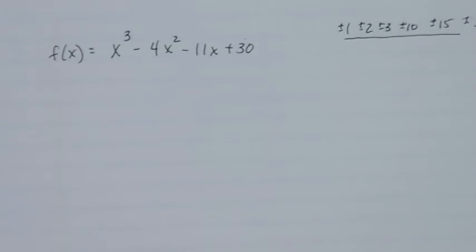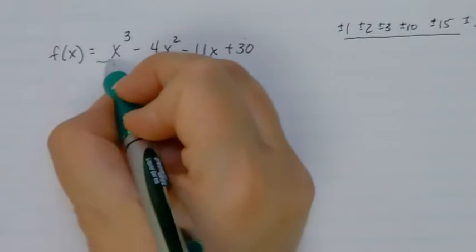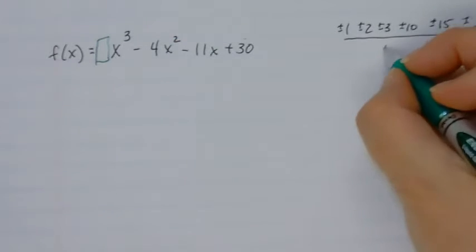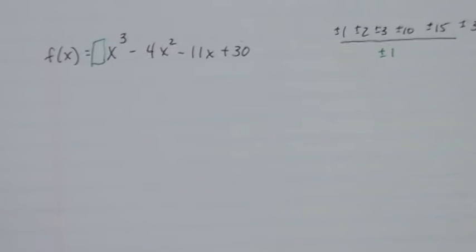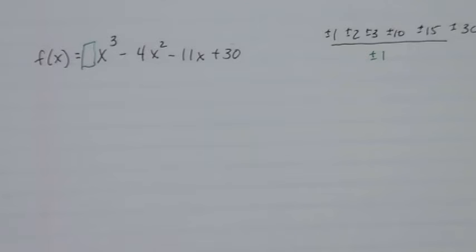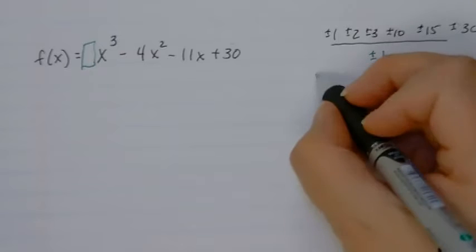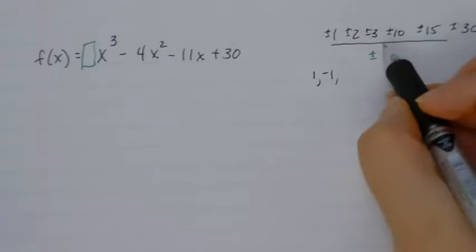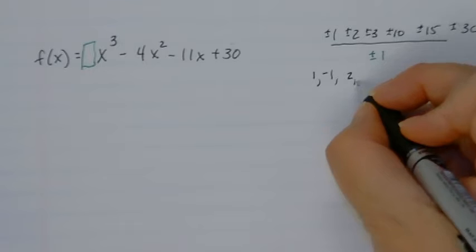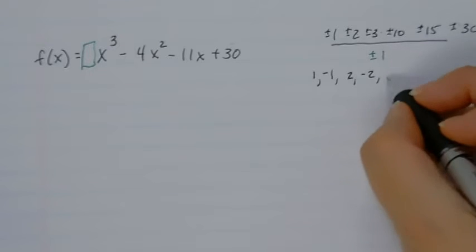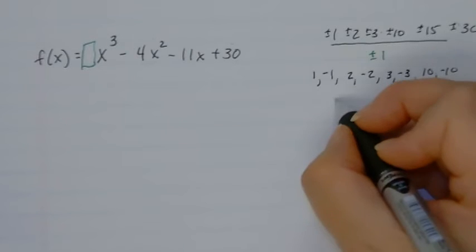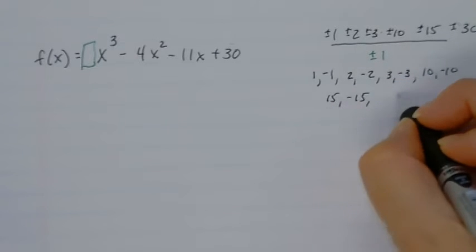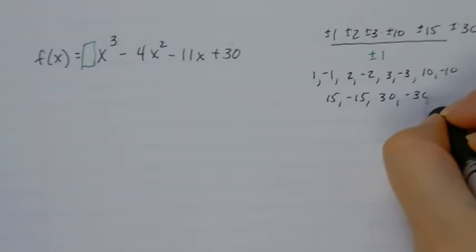And then the factors of the leading coefficient, which is this number, are plus or minus 1. So from this, I can make a list of the ones that I would want to use for guess and check. So 1 divided by 1, I know I want to try 1 and negative 1. 2 divided by 1, I want to try 2 and negative 2. 3 and negative 3, 10 and negative 10, 15 and negative 15, 30 and negative 30.